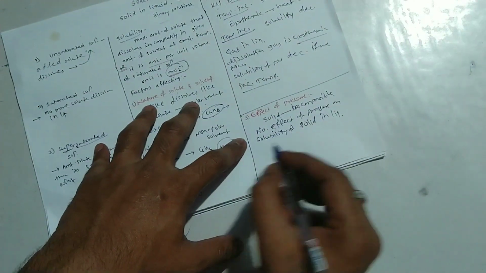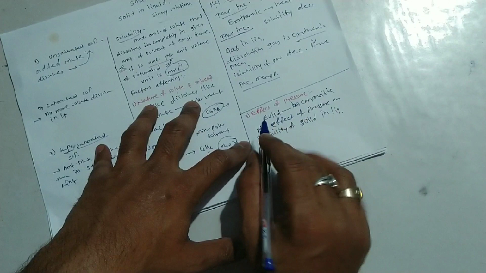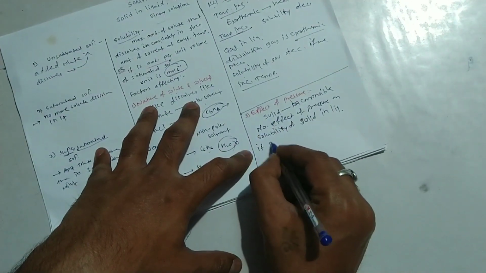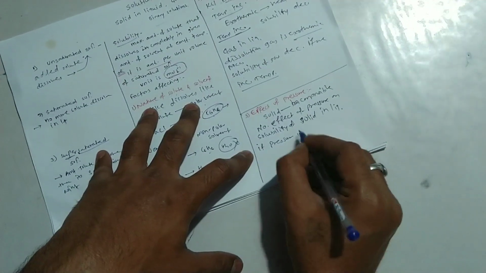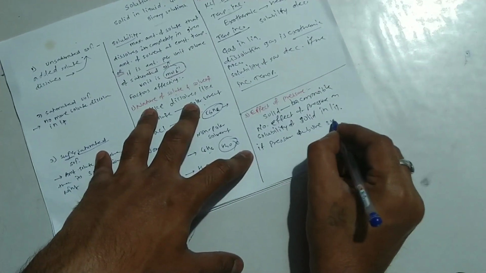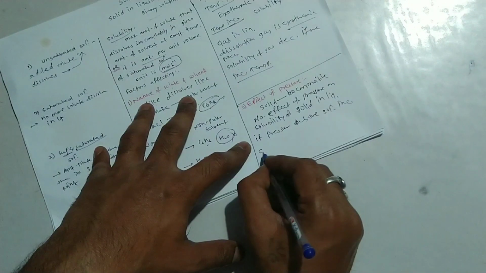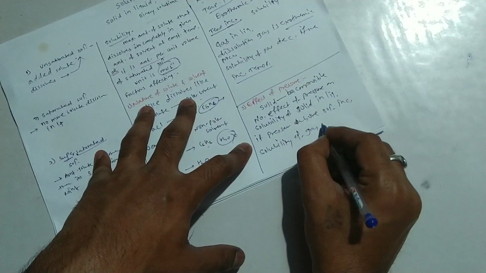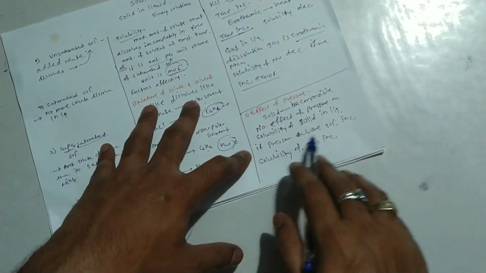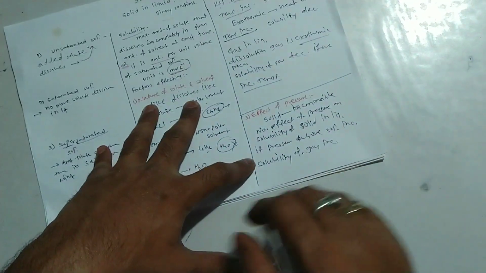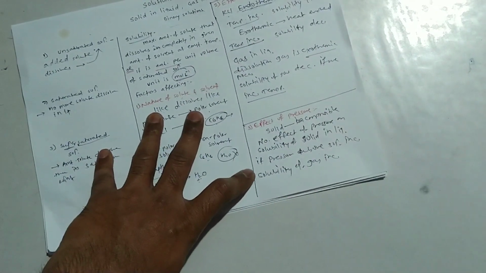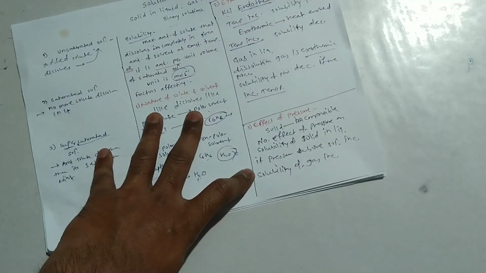But as we know, there is an effect of the pressure on the gas. So if the pressure above the solution increases, the solubility of the gas increases. The best example is the carbonated drinks. When we open the cap of that carbonated drink, the gas gets evolved from that, that pressure is released.